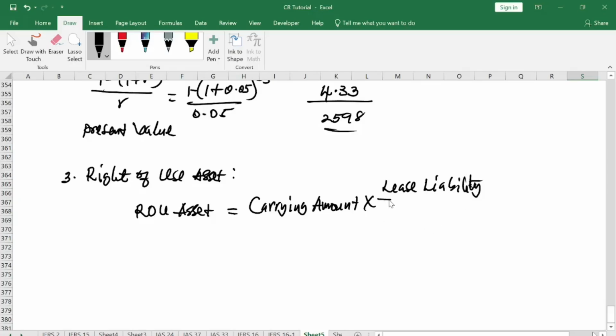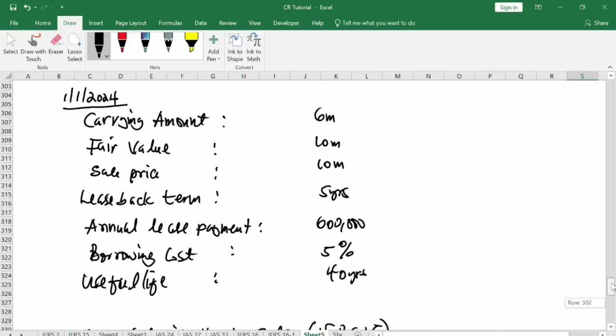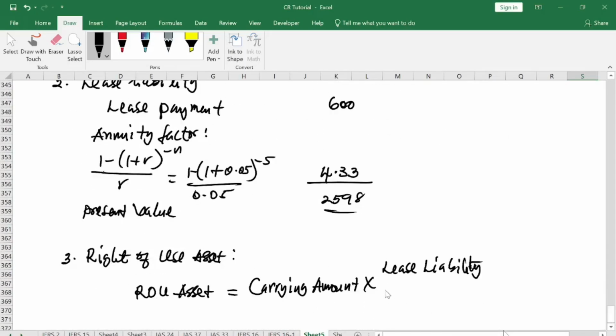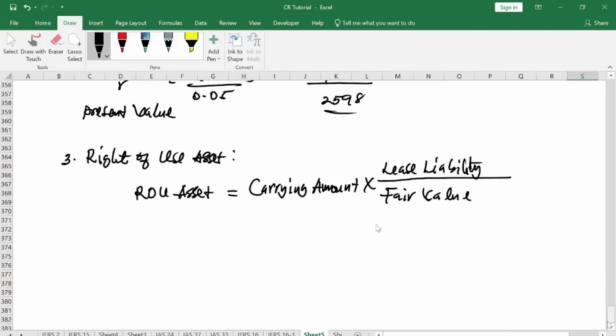Then you divide all of it by the fair value. How much is the fair value? Our fair value is 10,000, so you divide by the fair value of the asset. When you do this, it will give you the right-of-use asset. That is the formula for determining the right-of-use asset under sale and leaseback.